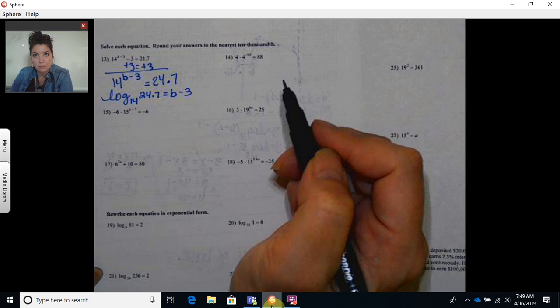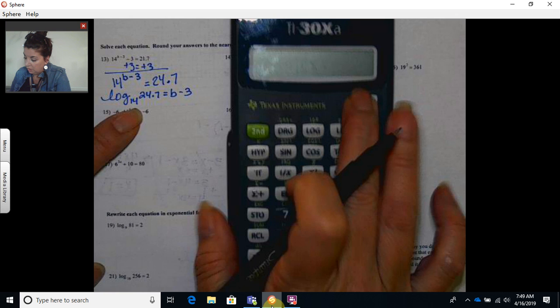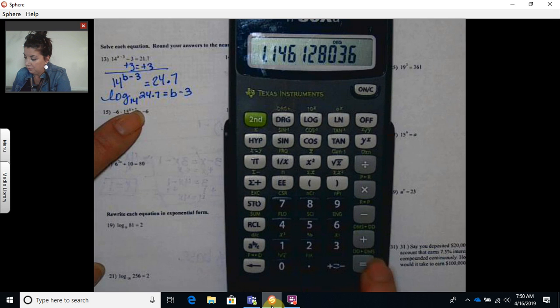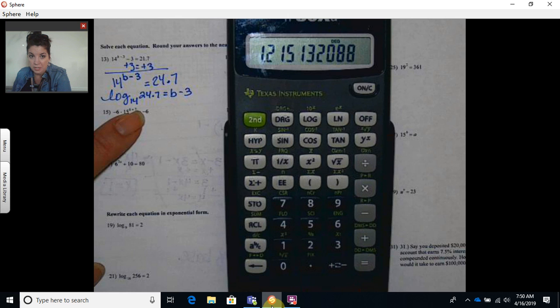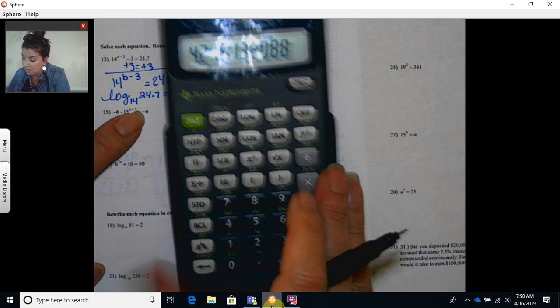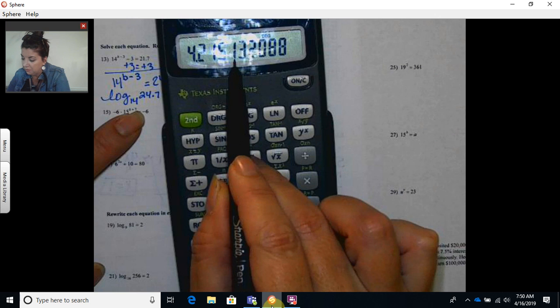Now what would we do? Change of base. So 24.7 log divided by 14 log. Don't forget to push your equal sign. It's 1.215. And then what are we going to do from there? Add 3. And we get approximately, what does it say? Round to the nearest 10 thousandths. Tenths, hundredths, thousandths, 10 thousandths. So 4.2151 approximately.